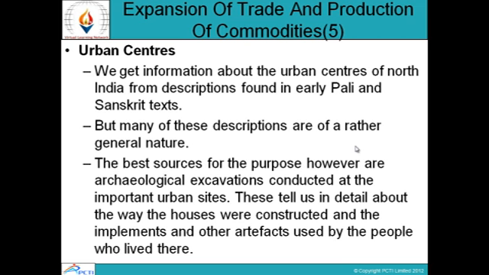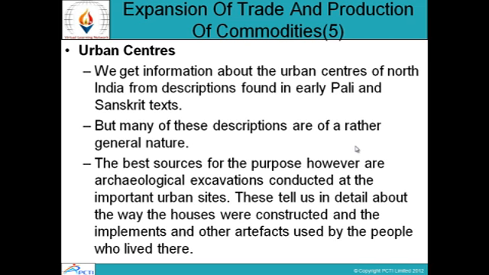Urban centers. We get information about the urban centers of North India from descriptions found in early Pali and Sanskrit texts, but many of these descriptions are of a rather general nature. The best sources for the purpose, however, are archaeological excavations conducted at the important urban sites. These tell us in detail about the way the houses were constructed and the implements and other artifacts used by the people who lived there.